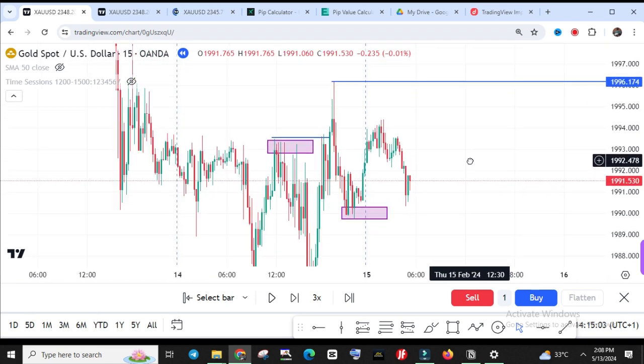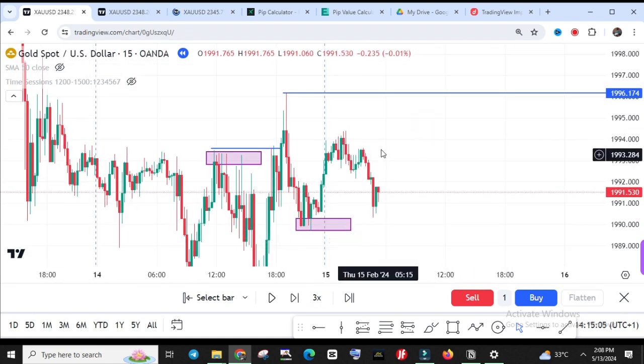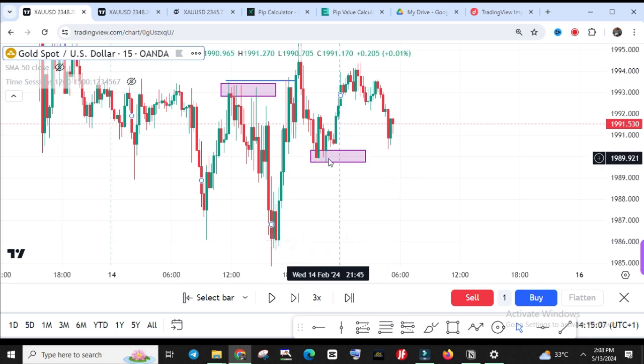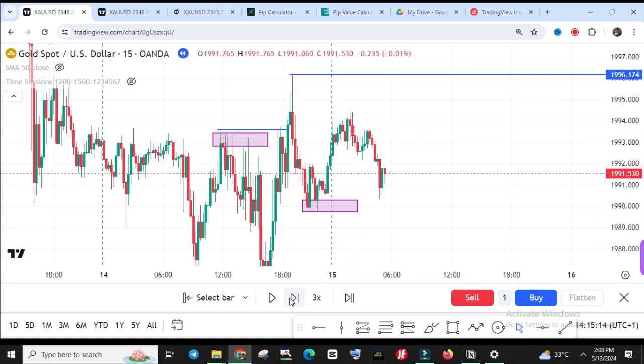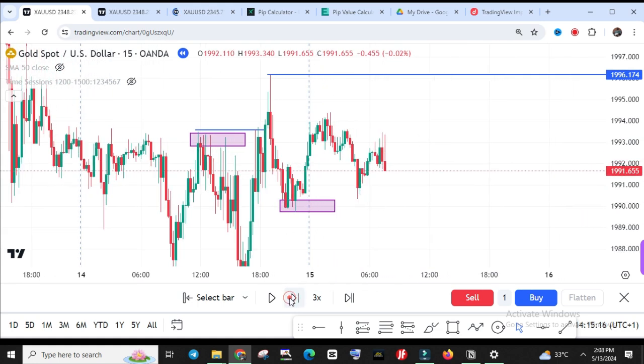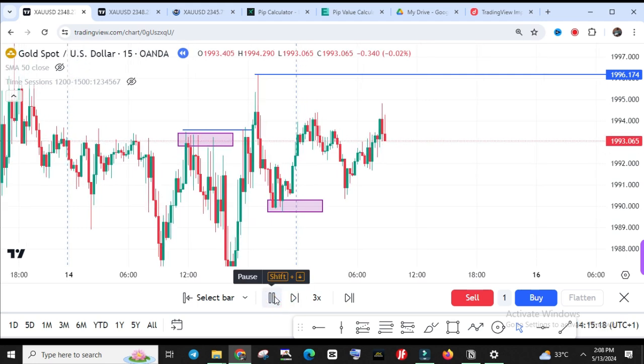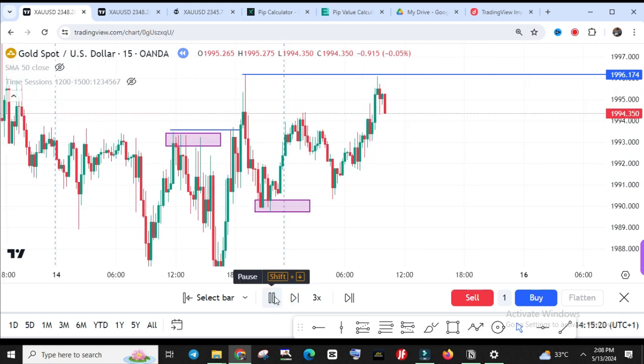Now that you have something like this, what is the next thing you're waiting for? You just want to see the price clear this low. If the price clears this low, sweeping below here, then we look for our order block or fair value gap. So let's see what happened. Let me just play it this way. You can see that the price couldn't come back to the other level. So let's see what the price does next.